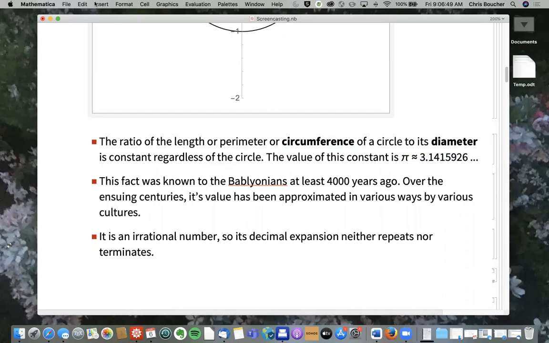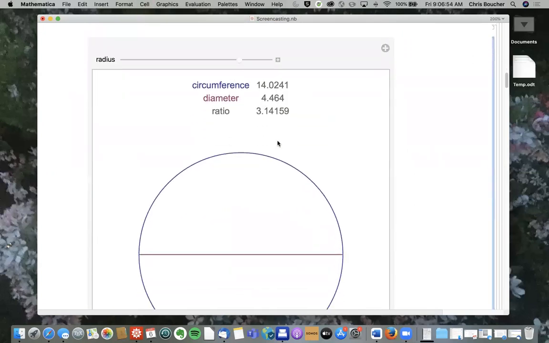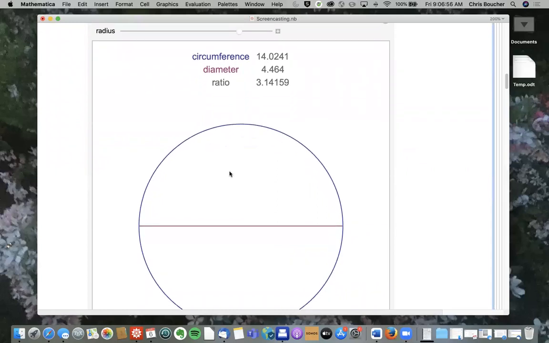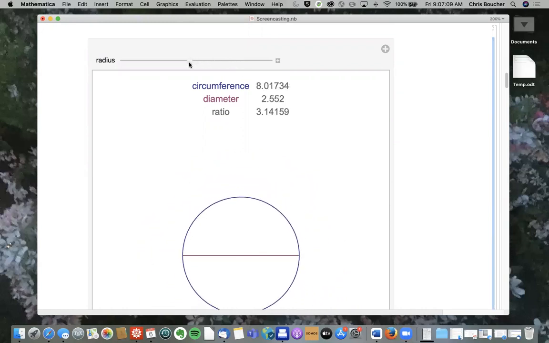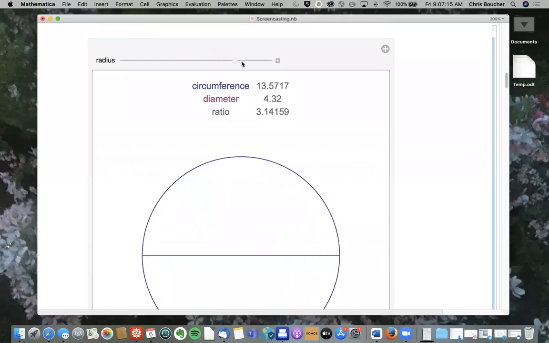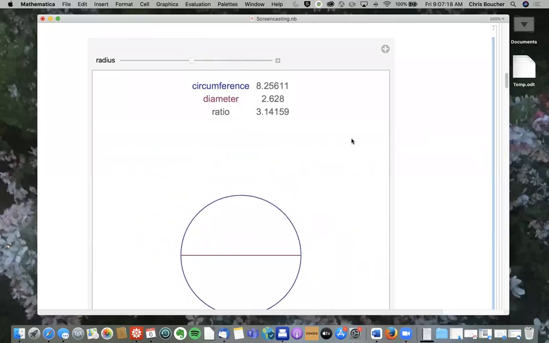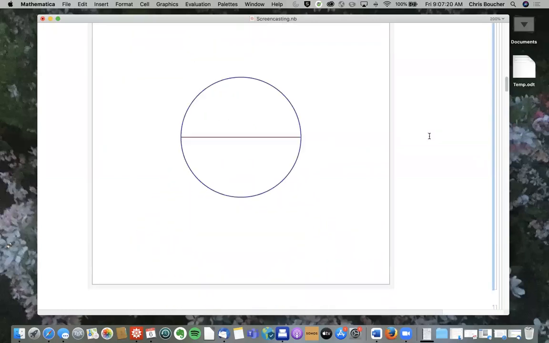Okay, so here is a quick illustration of this. Here I have a circle. The circumference is in blue, right? It's the distance around. The diameter is in purple. The distance is straight across. And I'm having the computer divide one by the other. As I change the radius, so I make the circle smaller, you can see those top two numbers get smaller, but the ratio never changes, right? Whether I make the circle big or small, circumference divided by diameter is always equal to pi.